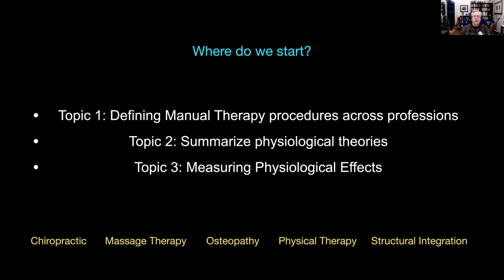Then we summarize the physiological theories. Why do we say structural integration works? Why do we say chiropractic works? What are those ideas about? How can we best and most concisely explain them? And measuring physiological effects. What does the science actually say? And that's topic three. We're not going to get into topic three today. We're just going to do topic one and two.